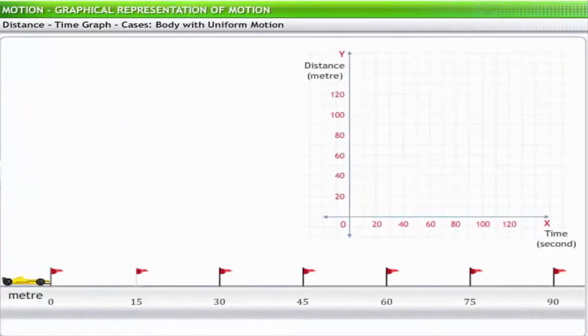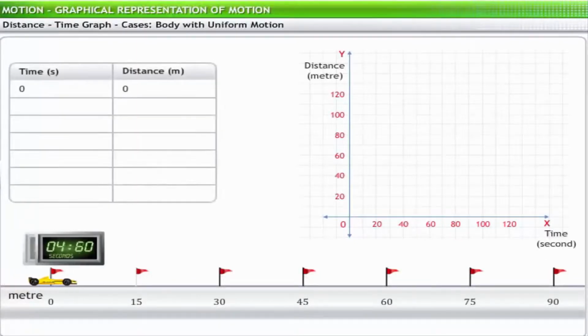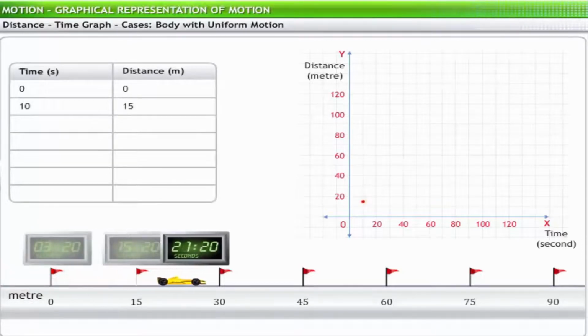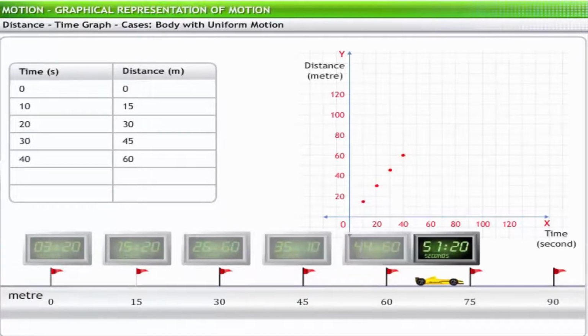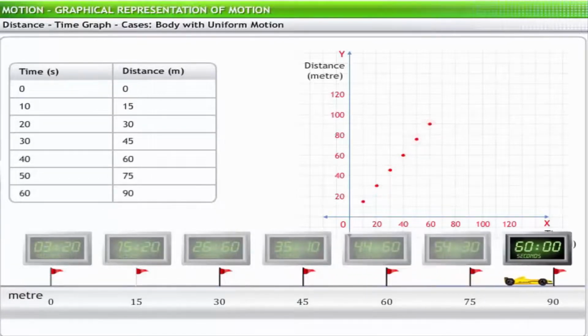When a body exhibits uniform motion, it travels equal distances in equal intervals of time. For example, consider a body moving with uniform speed. The data provided represents the position of the body at different instances of time. The initial position of the body is 0. The graph for this body is a straight line, making an angle with the x-axis and passing through the origin. Thus, the graph of a body in uniform motion is an inclined straight line passing through the origin.